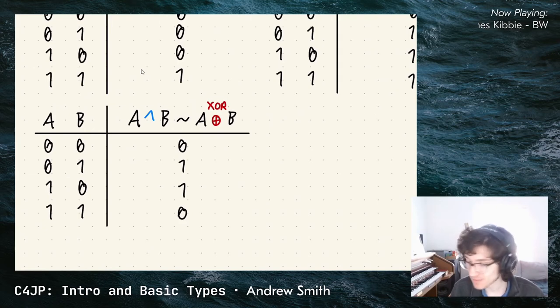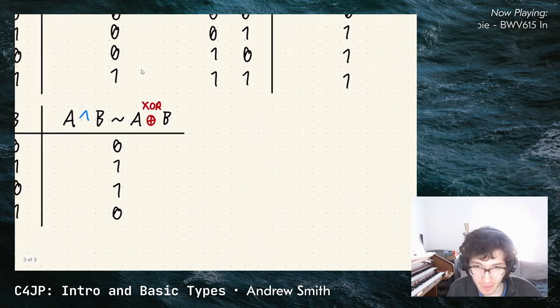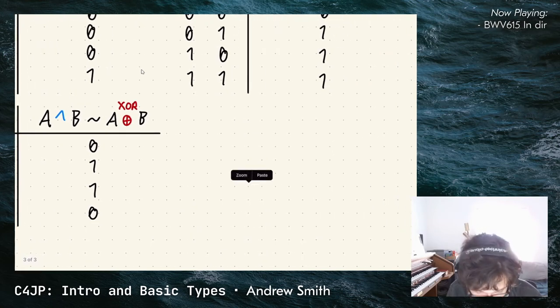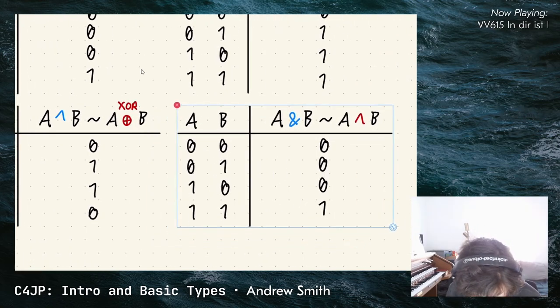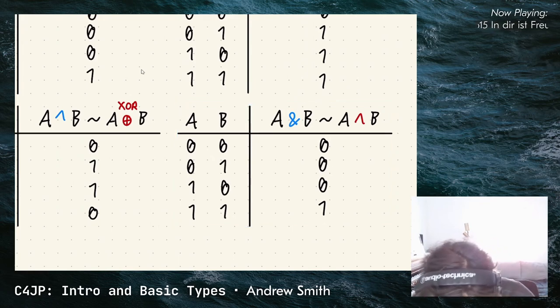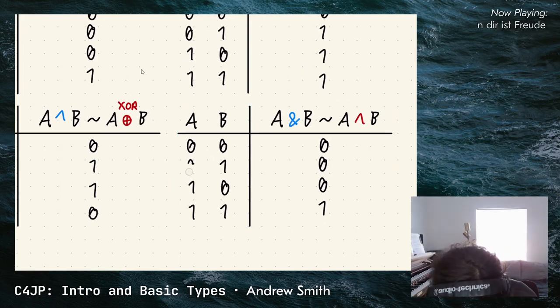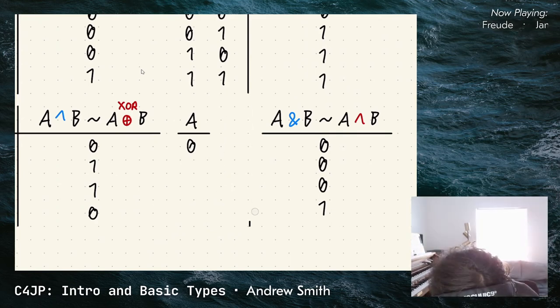And then finally, we get to our very last bitwise operator that we want to talk about, which is the simplest of them. You probably know it well. For this, we don't even need this giant table at all, really. Let's just erase most of this.